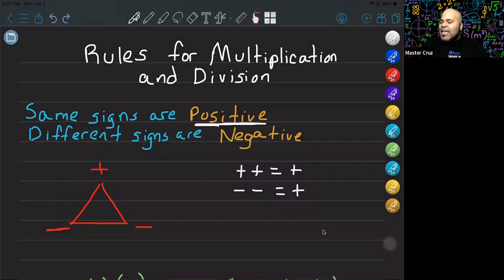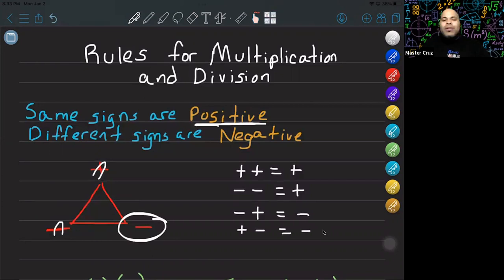And if you have a negative times a positive, that will give you a negative, because you cover a negative sign with your finger, you cover a positive sign with your finger, and then you never cover a negative. And the one that you have left, that's what the answer is. It's a negative. And if you do it backwards, well, still the same thing, right? So it's easy to remember that same signs are always positive, and if the signs are different, they're negative. They don't agree, they're negative.